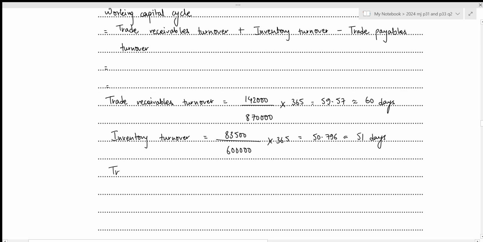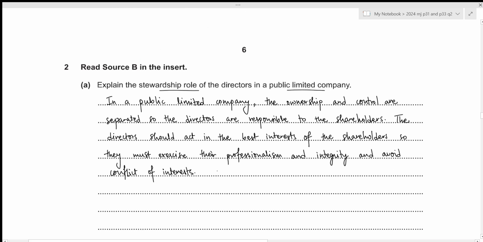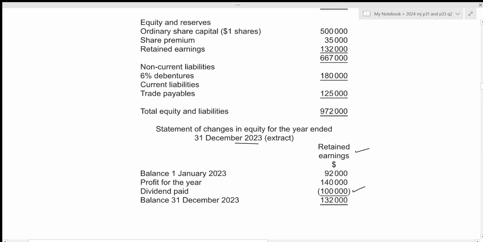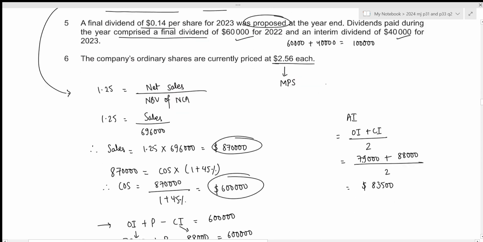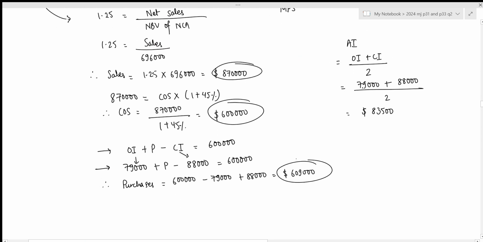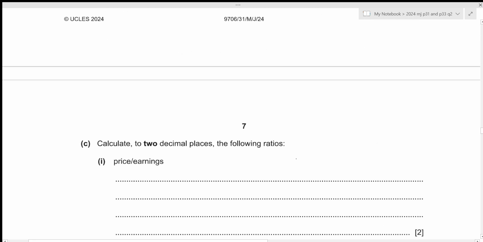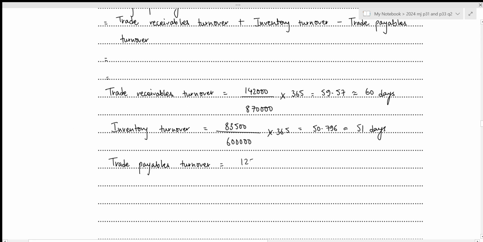Now we need to calculate the trade payables turnover. The formula is quite simple. It is just going to be trade payables divided by the credit purchases. Let's take a look above. For trade payables, we can use this value of 125,000, and we know that purchases are made on credit. So we can just write down the total purchases of 609,000. Let's write it down. We have the trade payables to be 125,000. We have the credit purchases to be 609,000 times 365. This results in the value of 74.92, which we can round it off as 75 days.